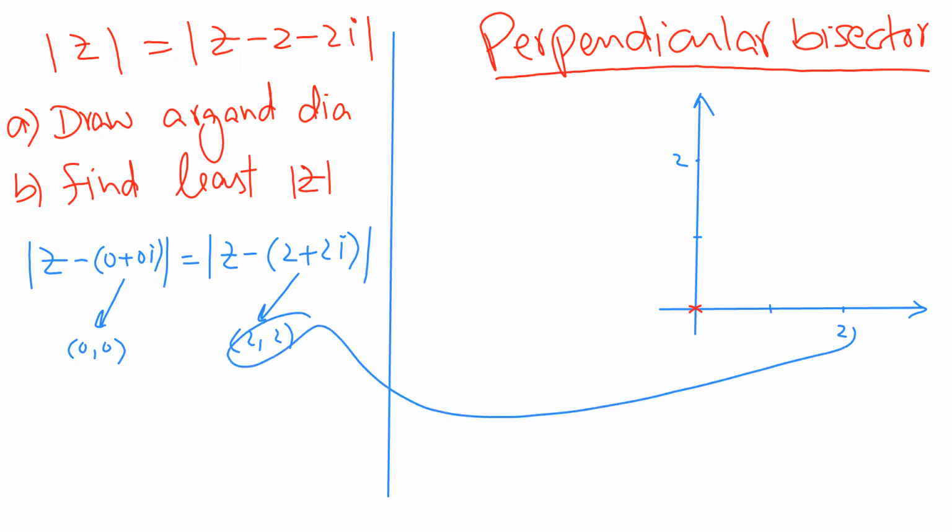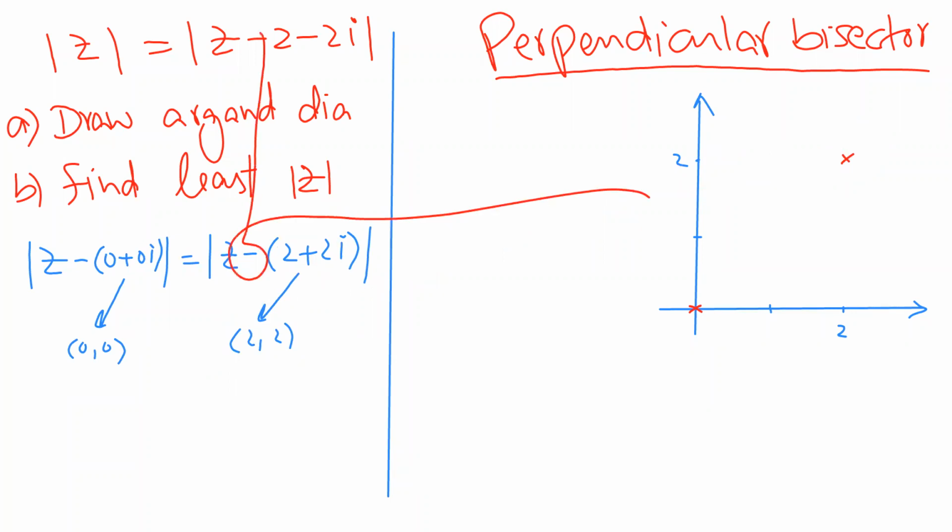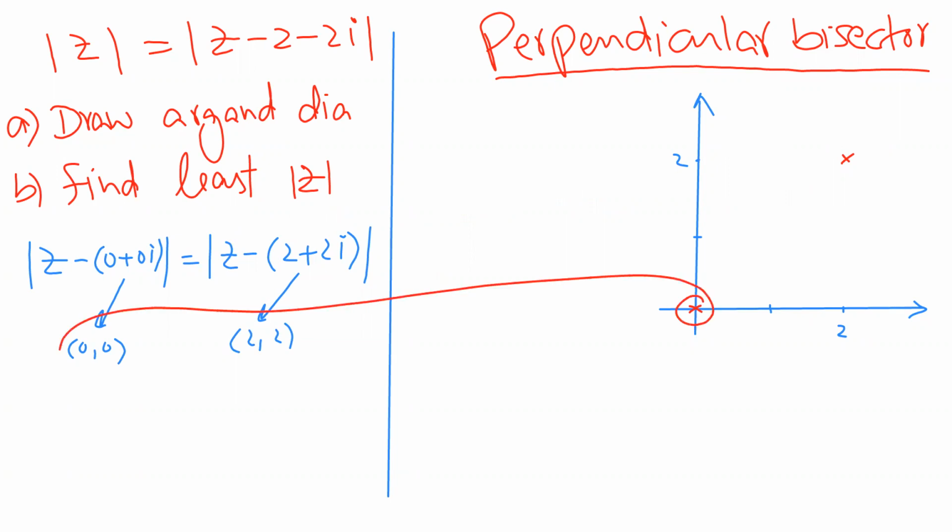(2, 2) is naturally x is 2, y is 2, so somewhere here, because they meet here somewhere. So I draw approximately. This is the point (2, 2). I got this point from here, and this negative is compulsory, as I said before. And this (0, 0) I got from here.